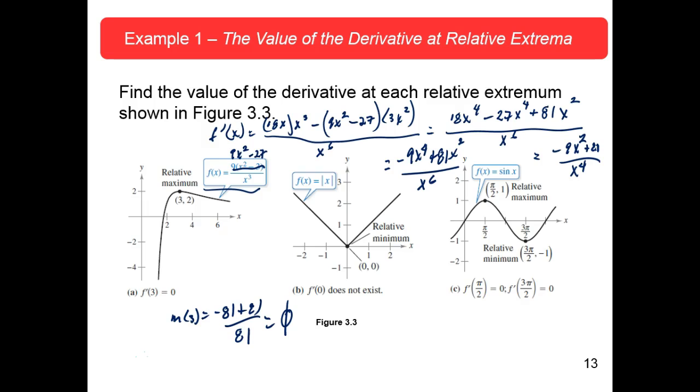What about the first derivative of this function? It's the absolute value function. What's the slope of the line coming in here?